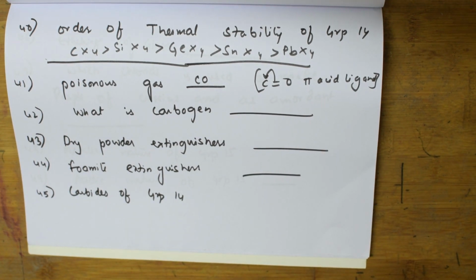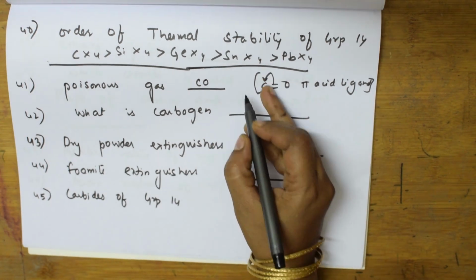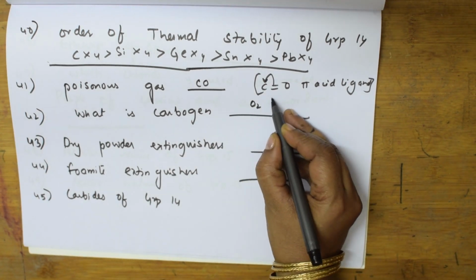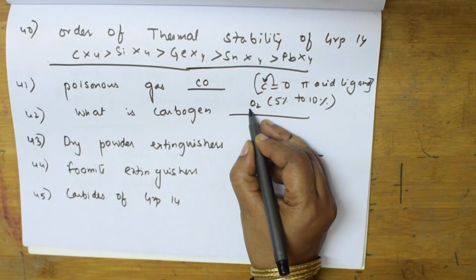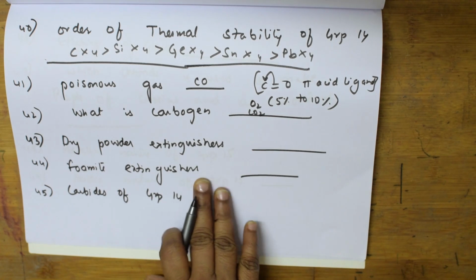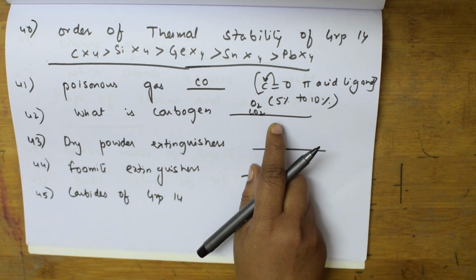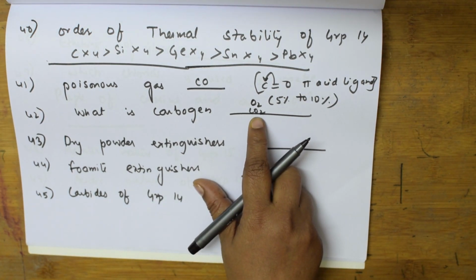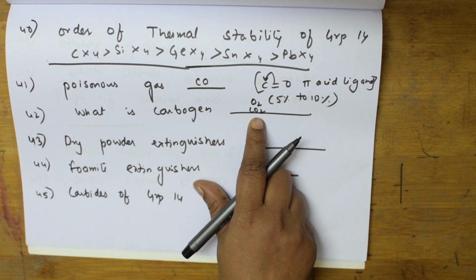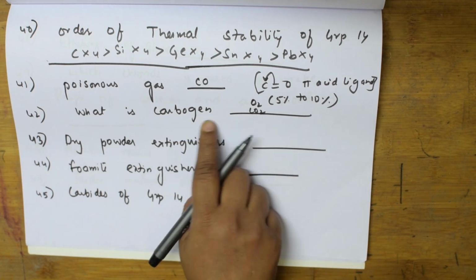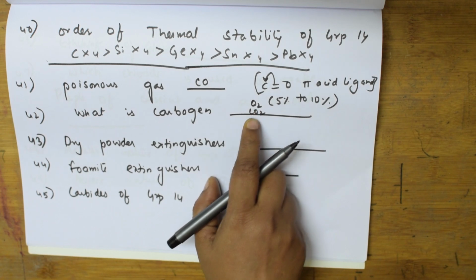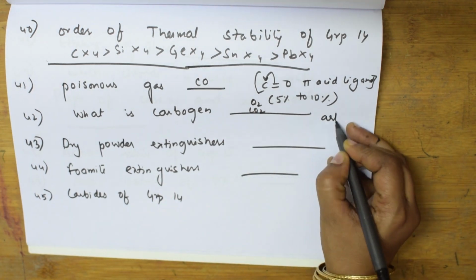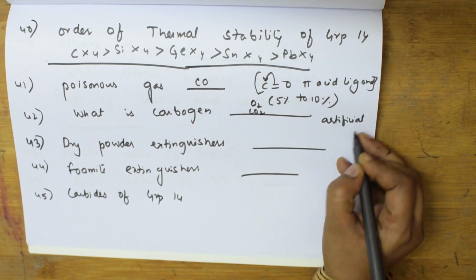Next, what is carbogen? Such questions are quite common in entrance exams. Carbogen is a combination of oxygen, 5% to 10%, and carbon dioxide. Remember. Where is carbogen used? It is used in artificial respiration. We call it carbogen. The composition is 5% to 10% oxygen, the rest carbon dioxide. So it is used in artificial respiration.